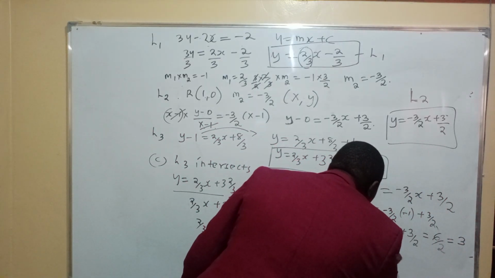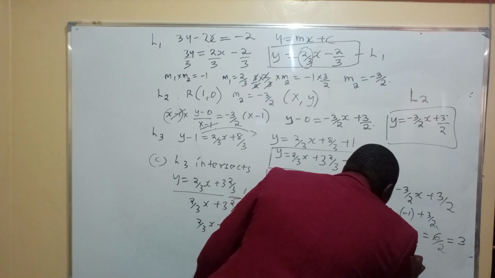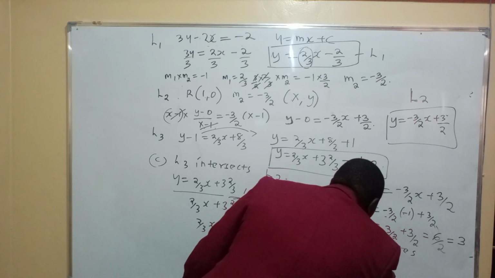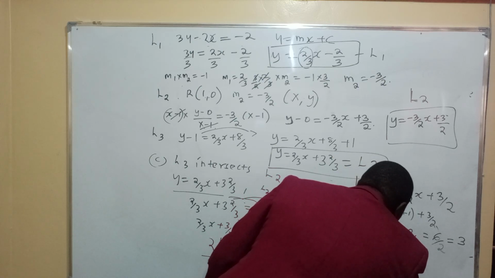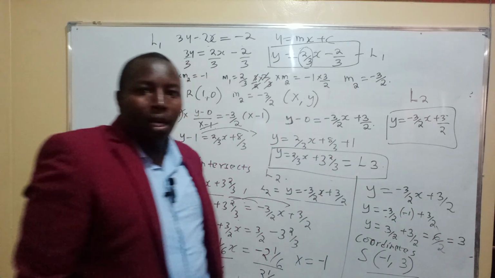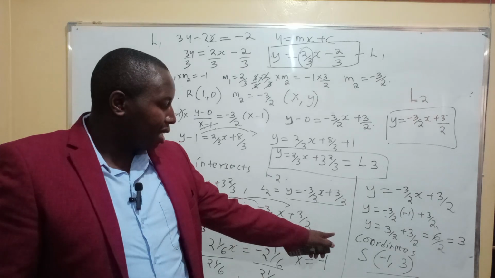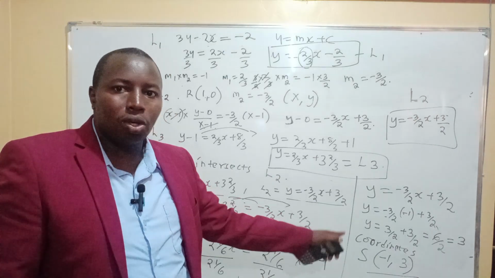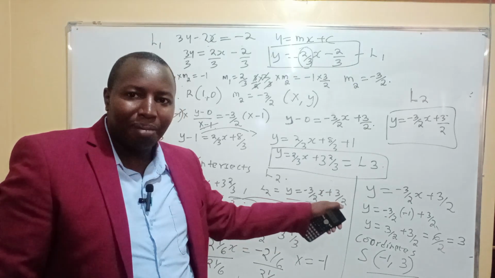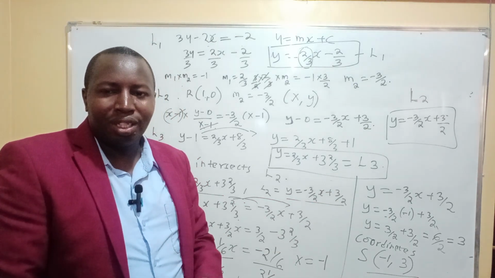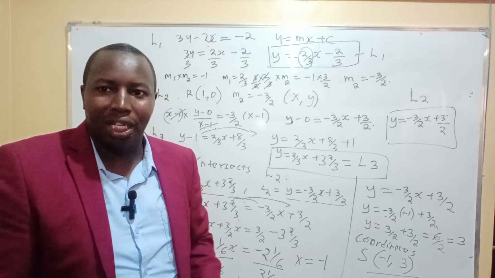So therefore, the coordinates of S: x is negative 1, y is 3. And those are the coordinates of S. And that's how to solve that 10 marks question on equation of straight line.